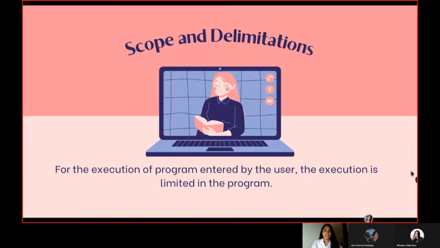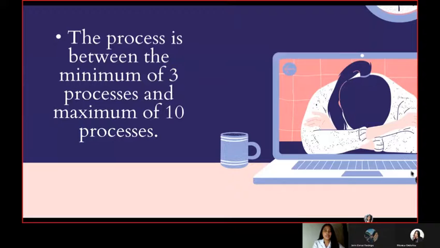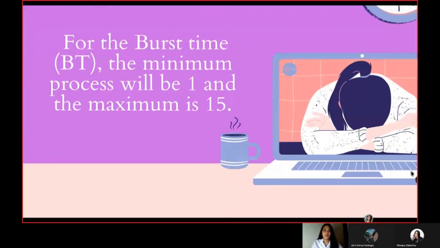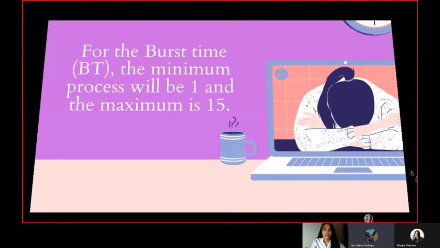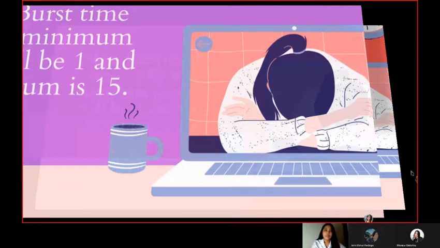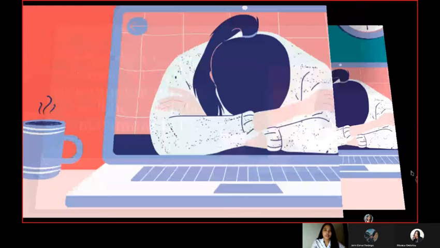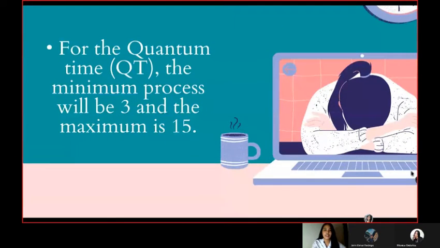So next is the scope and delimitation. For the execution of the program entered by the user, the execution is limited in the program. The number of processes is between a minimum of 3 and a maximum of 10. For the burst time, the minimum is 1 and the maximum is 15. For the arrival time, the minimum is 0 and the maximum is 10. For the quantum time, the minimum is 3 and the maximum is 15.